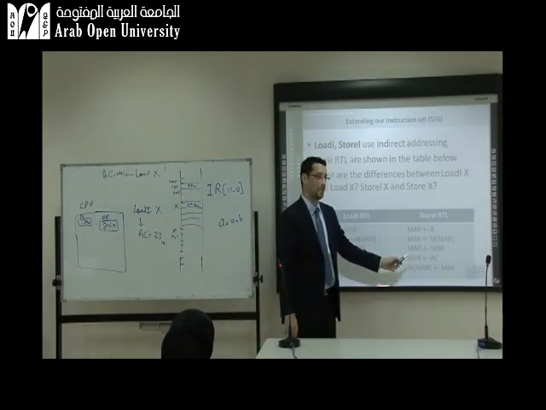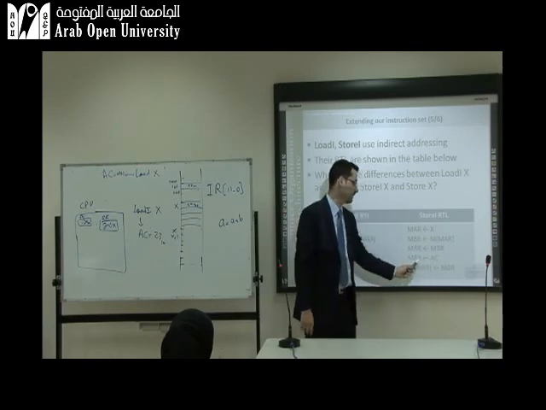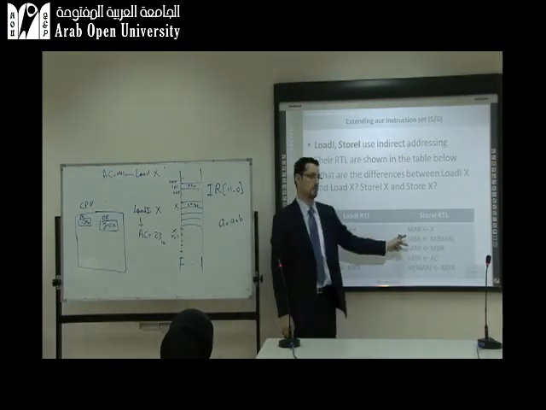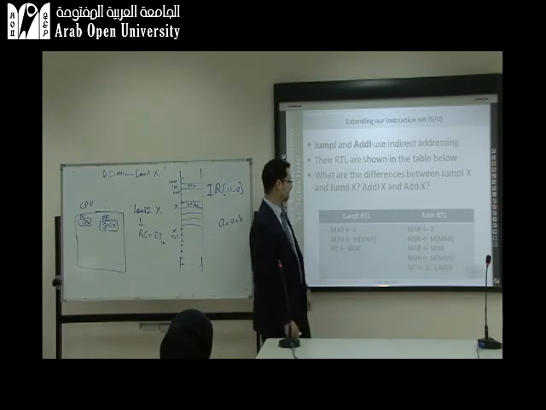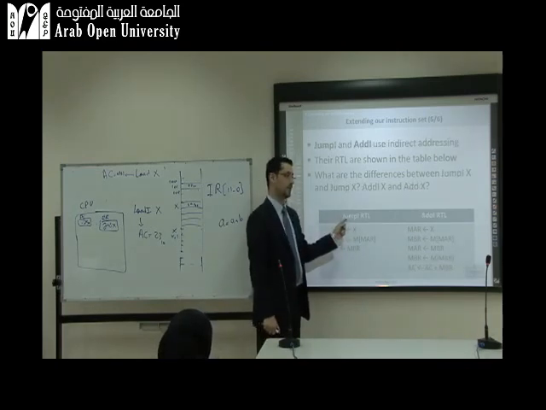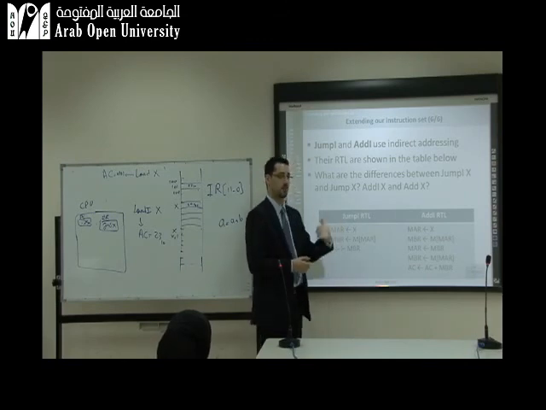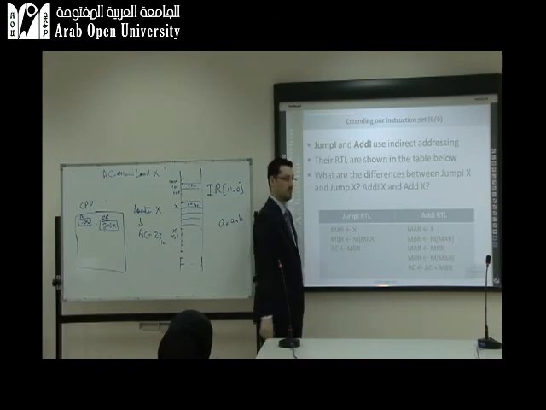Store indirect, same idea. You put X in MAR, then the accumulator goes to MBR, and MBR to the address in MAR. You have the same two lines, because you have the address of the address. Jump direct: you directly put X in the PC, that's it. But jump indirect, no. What we need to store inside the PC is not X, but the content of address X. So X in MAR, MAR in MBR, and MBR contains the content of X. It will be stored in the PC.